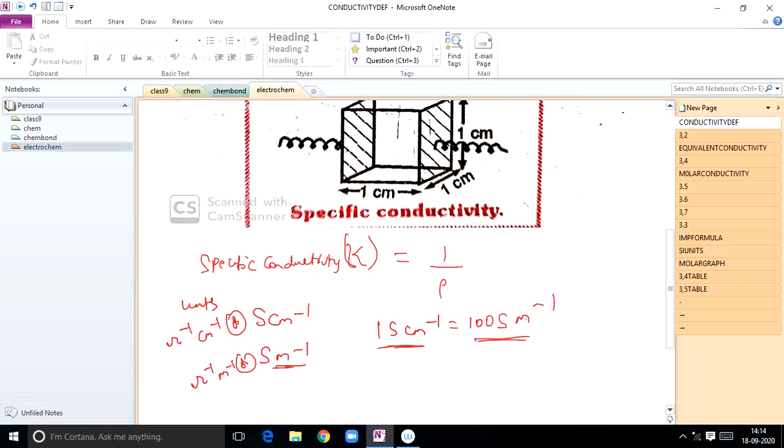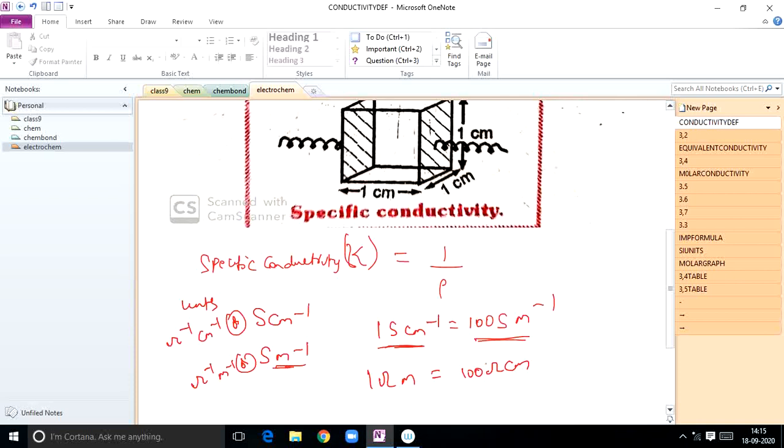So this is about the specific conductance. If the volume of the solution is V centimeter cube, the conductivity of such a solution at this dilution, you can call here, first of all you note down the units. What is the relation here? This is the important relation, and one more relation you can note down. 1 ohm meter is equal to 100 ohm centimeter. For numericals it is important. So 1 Siemens centimeter inverse is equal to 100 Siemens meter inverse.